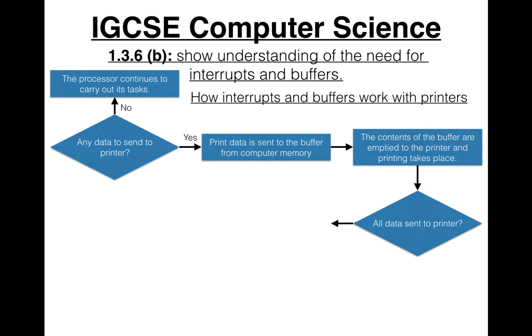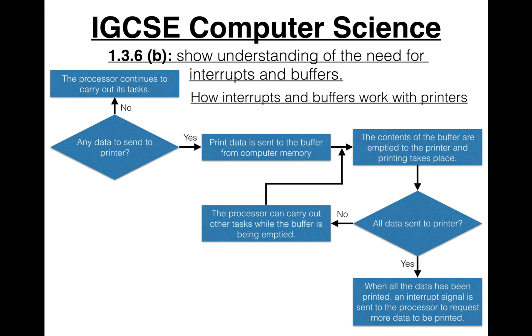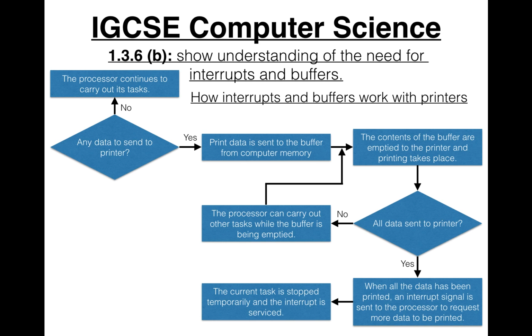Has all the data been sent to the printer? No? The processor can carry out other tasks while the buffer is being emptied, so the processor doesn't have to keep sending the printer data. Yes? When all the data has been printed, an interrupt signal is sent to the processor to request more data to be printed. The current task is stopped temporarily and the interrupt is serviced, so the processor puts more data into the buffer for the printer to collect. So that's pretty much how it works.